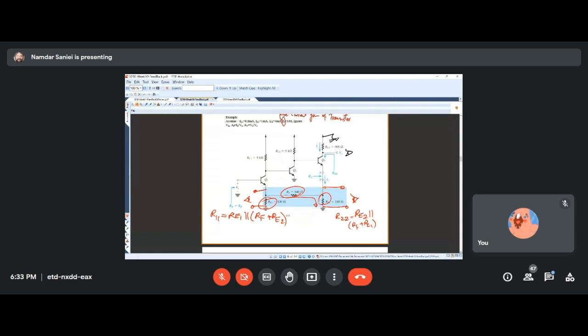Yeah, if our output was coming from here, if this was the output, then the network was shunting on the output. And then the feedback network would become this and this, just like the non-inverting op-amp amplifier. Okay? So in a way, yes. I mean, that's a good observation.